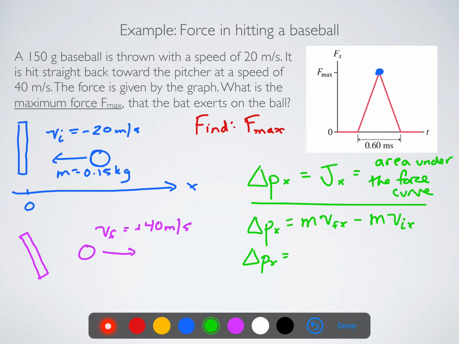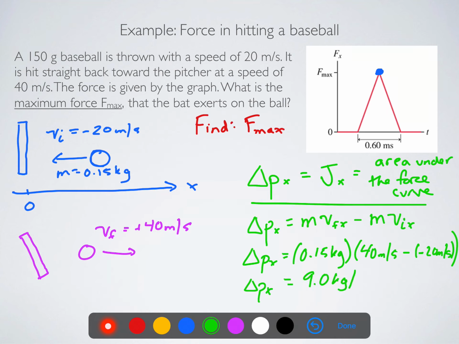The change in momentum in the X is going to be 0.15 kg times V final minus V initial. So this is going to be 40 meters per second minus a negative 20 meters per second. We get that the change in momentum in the X world is equal to 9 kilograms times meters per second. If we know what the change in momentum is, then we can calculate some other things from that.